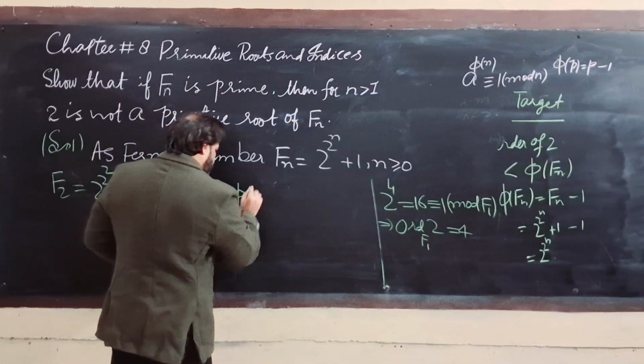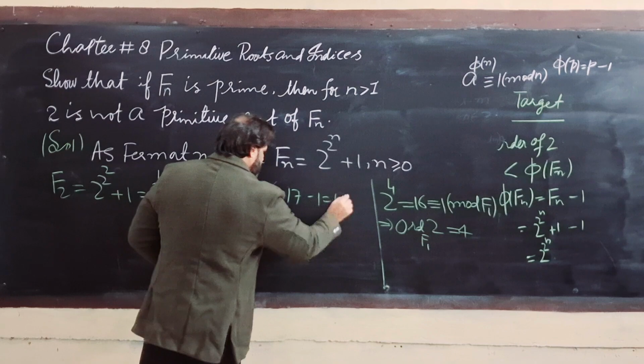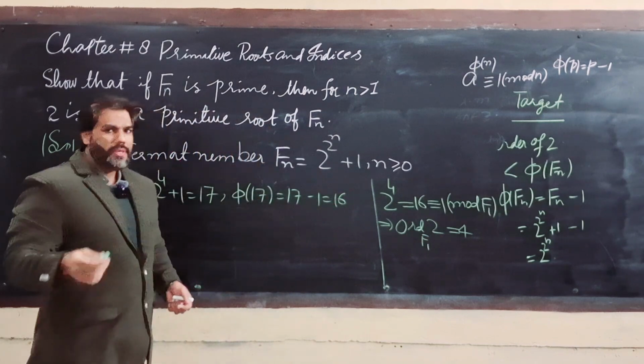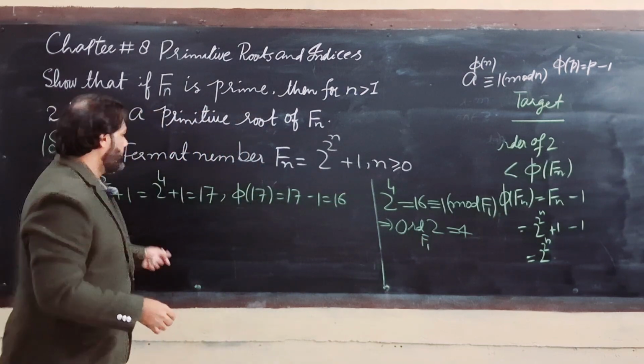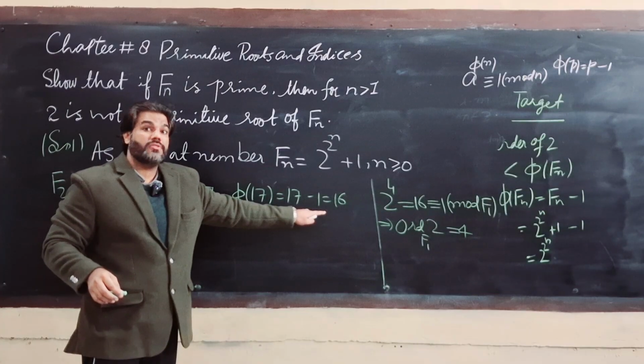What is the value of phi at 17? This is equal to 17 minus 1, which is equal to 16. 2 will not be a primitive root of F2 if its order is not equal to 16. And I will show that its order is 8.